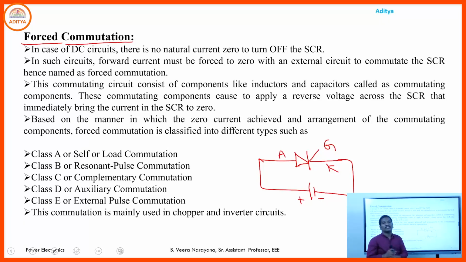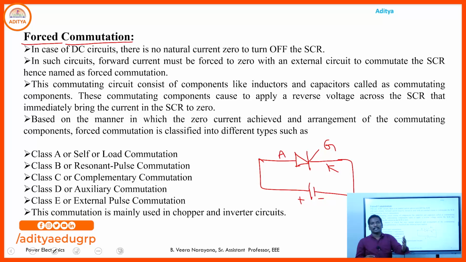So how do you turn off that SCR? The current flowing through that SCR can be forcibly made 0 by using some external circuit. Then the current flowing through the SCR is either equal to 0 or below the holding current by using some external circuit. That phenomenon is simply called forced commutation. In forced commutation, we forcibly commutate. Commutate is nothing but the turn off mechanism of the SCR. We forcibly reduce the current flowing through the SCR below the holding current or to 0. That phenomenon is called forced commutation.